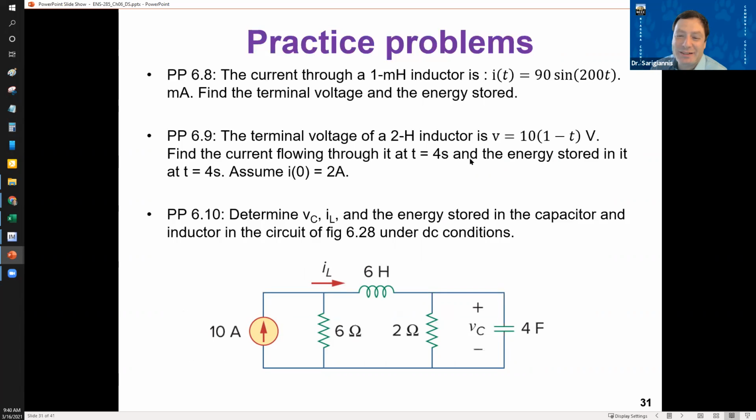This is going back a little bit to the previous calculations. Energy stored. All right, so now we've got a mixed circuit here. We've got a 10 amp current source.